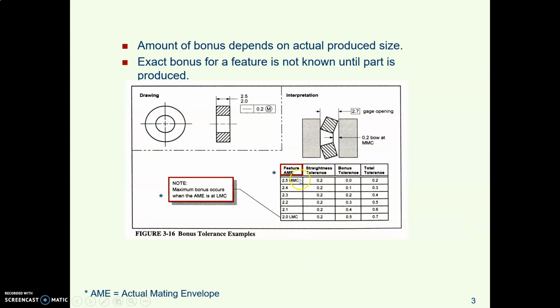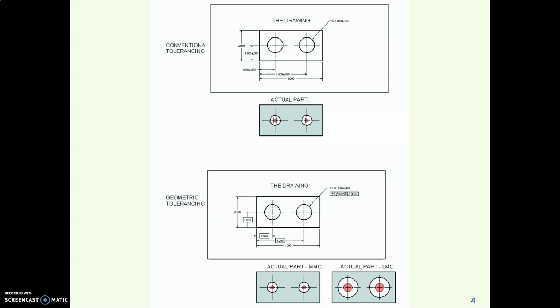And by the way, GDT is full of acronyms, and one of them that we've seen before is AME, which is short for actual mating envelope. That is the space that the actual part fits in.